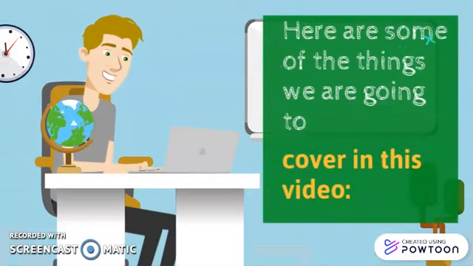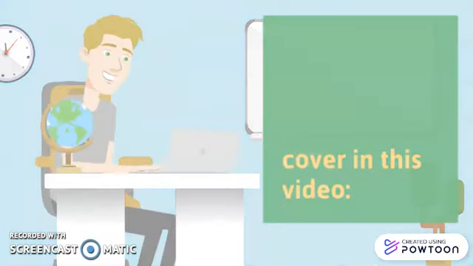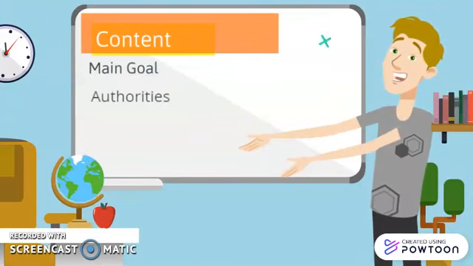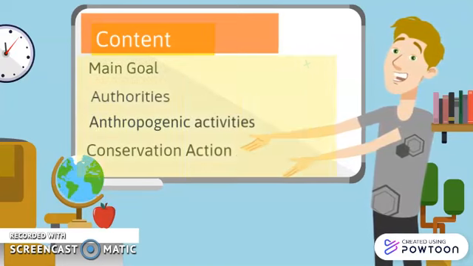Here are some of the things we are going to cover in this video. Content of this video. First topic, main goal. Second, authorities. Third, anthropogenic activities. Lastly, conservation action.